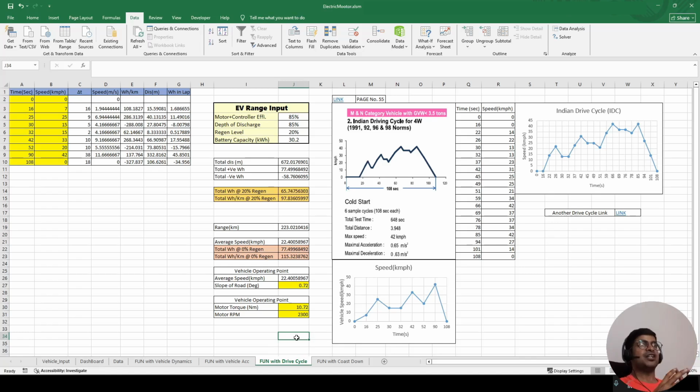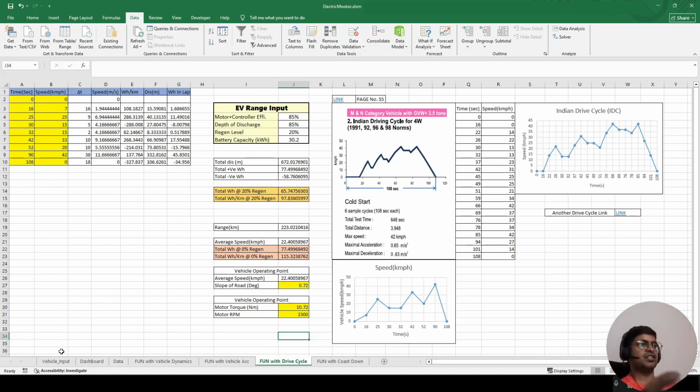So I hope that you got the whole idea about the driving cycle. And finally, we have completed all the discussions. So now you can calculate the range, the vehicle operating point, and the motor operating point with your own driving cycle. You are free to add other events and calculate it. But you don't have to do this much manual work. I have already designed this Excel sheet in automation mode, which I'm going to discuss later.